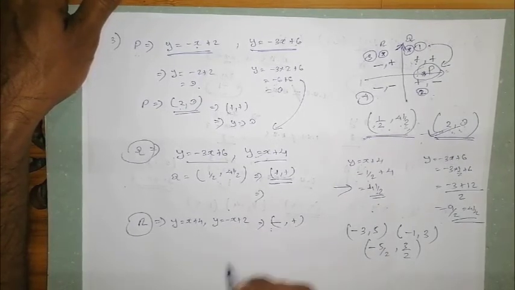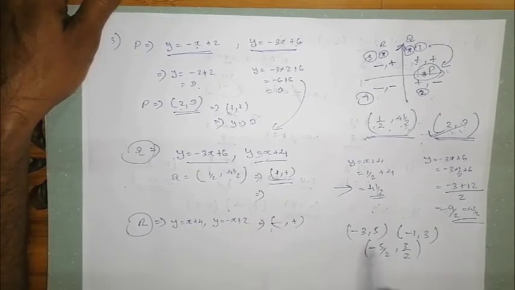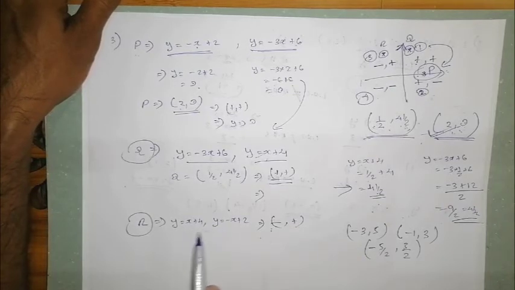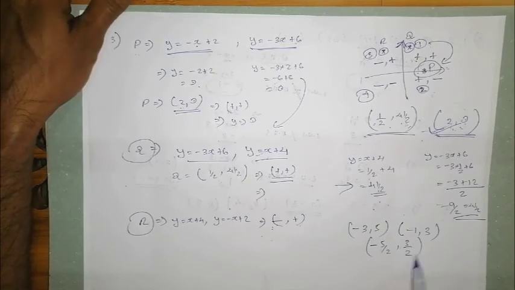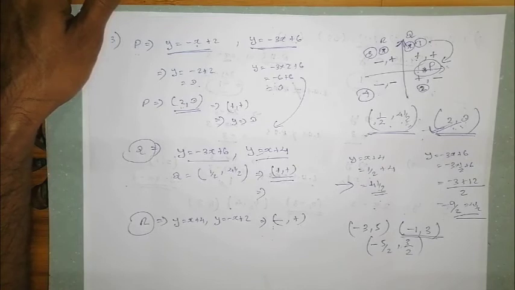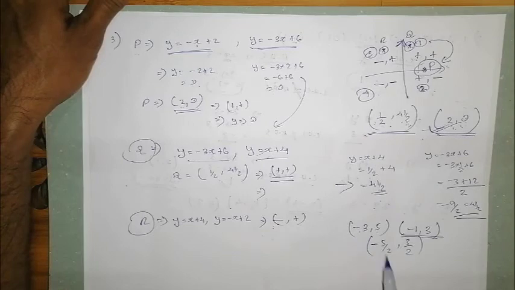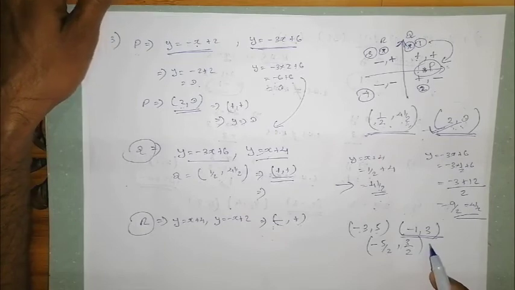Okay, the first reason why we are selecting this is because of the position of R, the coordinates are negative and positive. The second part, we have to substitute. Whichever coordinate satisfies both equations, that is the coordinate of R. So we start with the easiest one. The easiest one is minus 1 comma 3. Minus 3 and 5 over 2 are fractions. So we'll start with minus 1 comma 3.